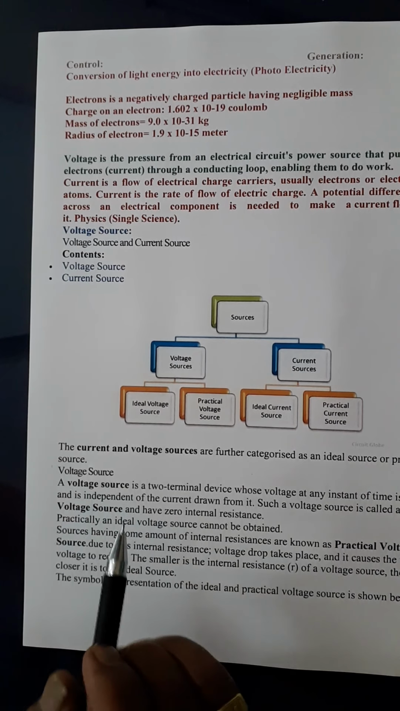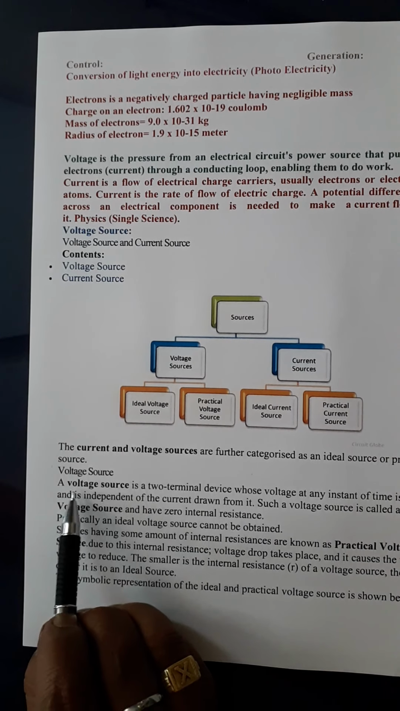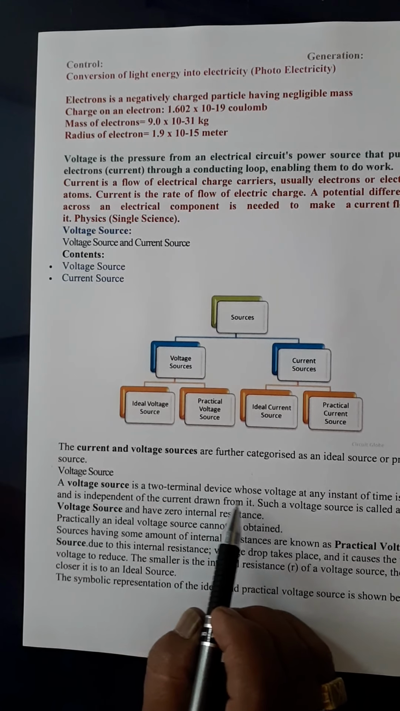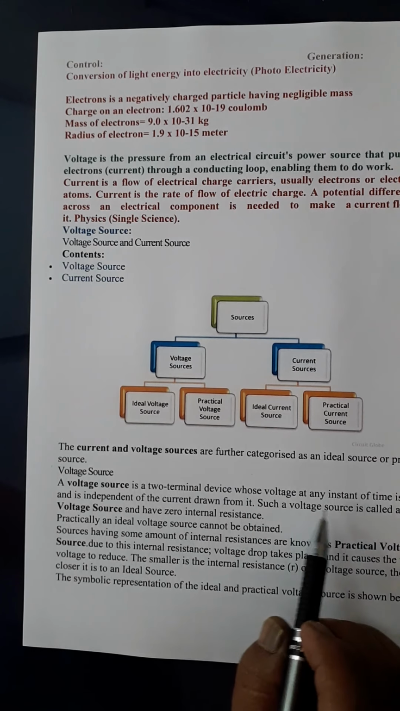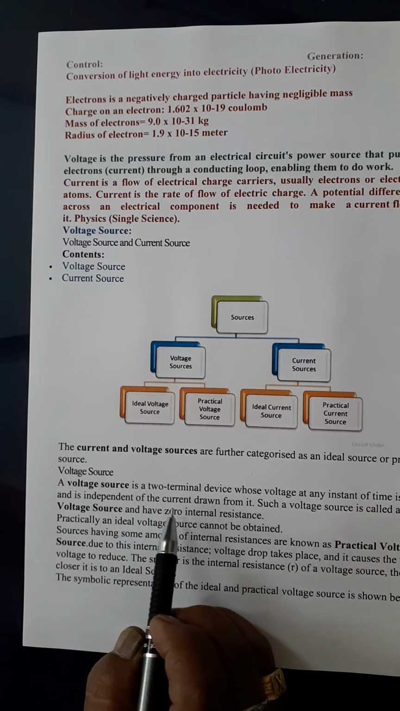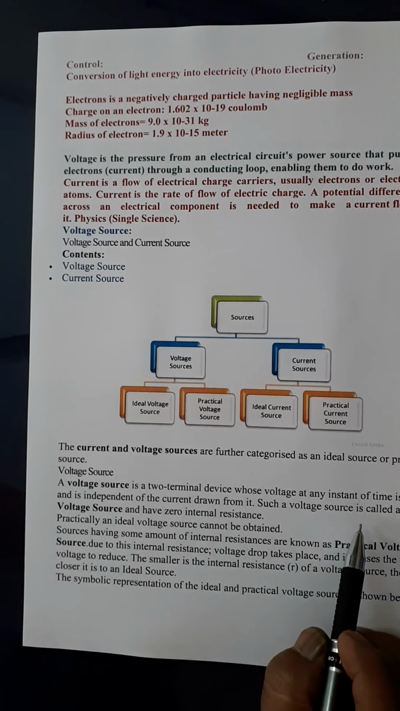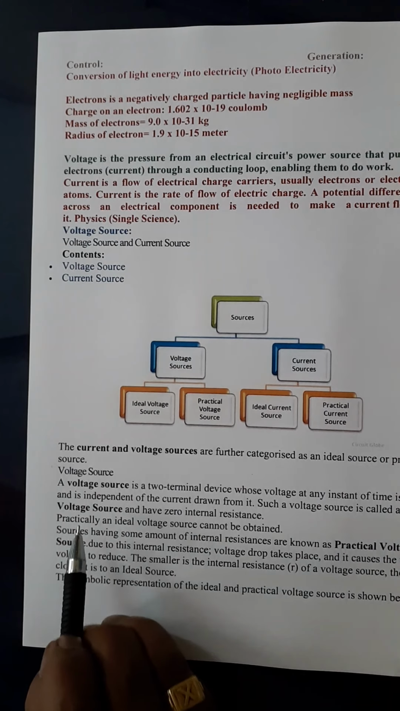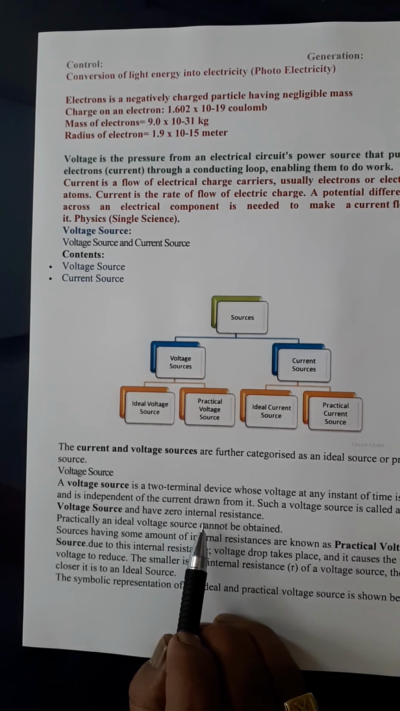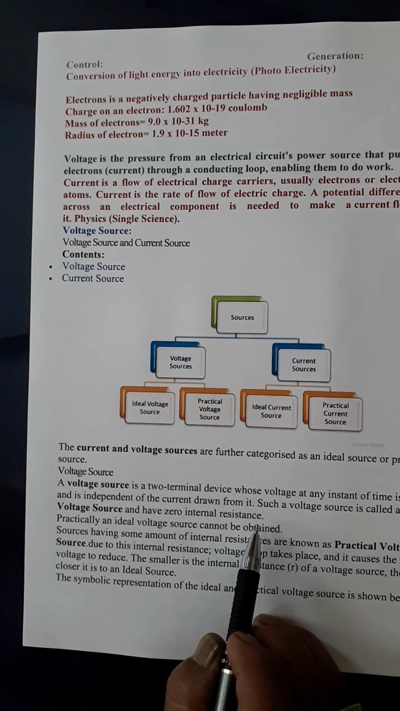Here it is. We are going to go one by one. A voltage source. What is the voltage source? It is a two-terminal device whose voltage at any instant of time is constant and is independent of the current drawn from it. Such a voltage source is called an ideal voltage source. It has zero internal resistance.